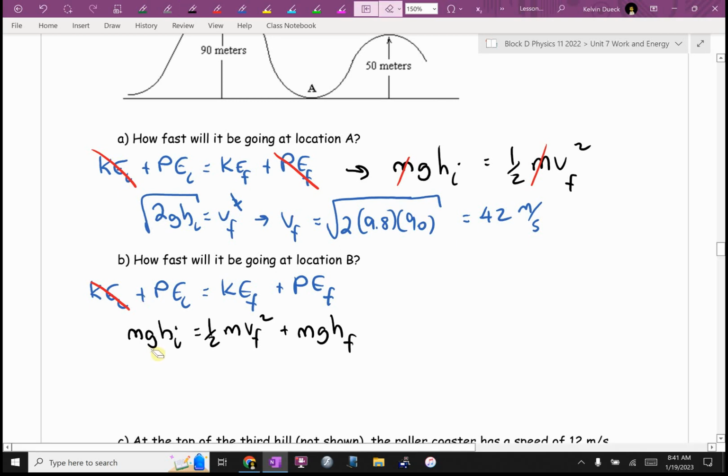Is there an m in the first term? Is there an m in the second term? Is there an m in the third term? Is there an m in everything? Have you been on a roller coaster before? Before you got on the coaster, did it make you step on a scale? Why not? Turns out the masses cancel. That's good. That also means little kids and grown-ups can go on this ride. What are we trying to find?